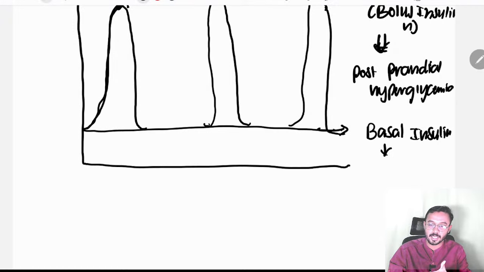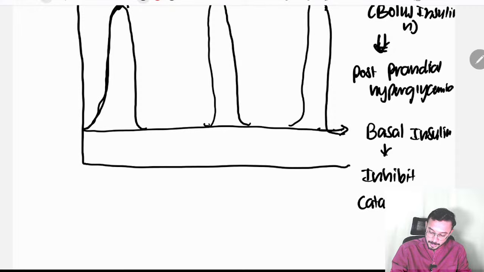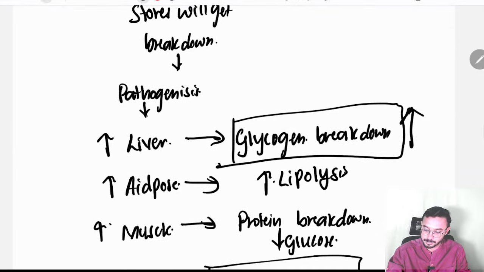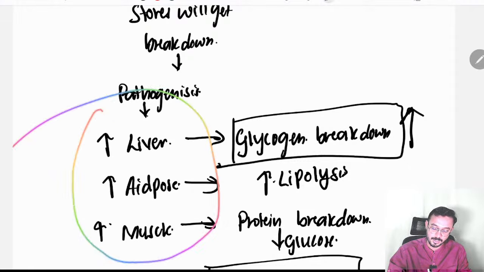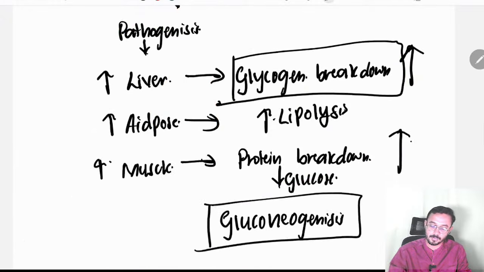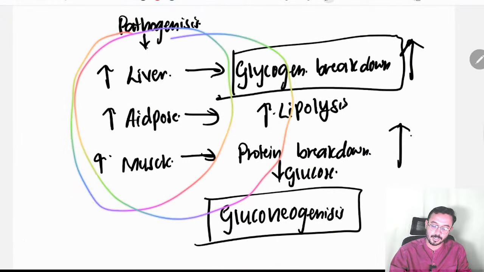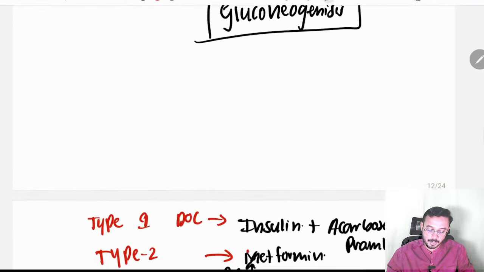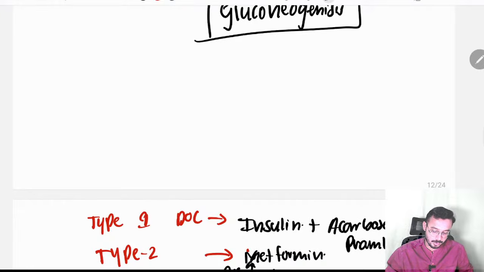So what is the main function? Bolus, as we know, is used to control postprandial hyperglycemia. Basal is used to inhibit catabolism. The mechanism over there will put a brake on catabolism, because due to an increase in catabolism, sugar is getting elevated in the body. So these insulins are used to control gluconeogenesis, glycogenolysis and all. So this is about basal and bolus insulin.